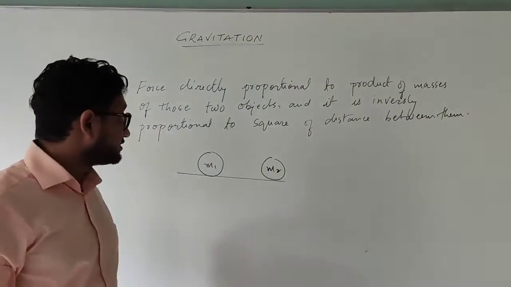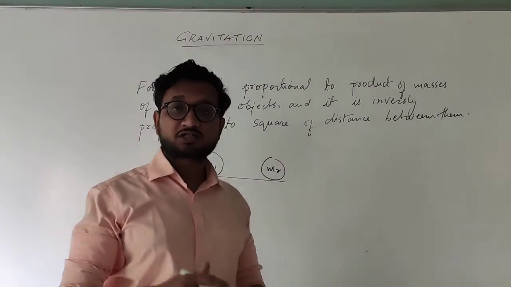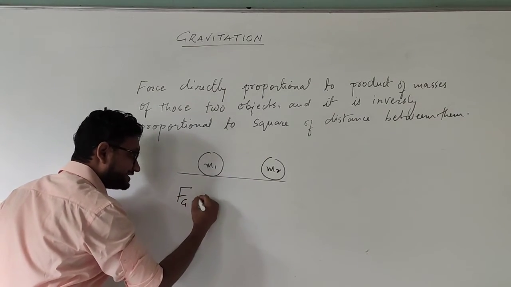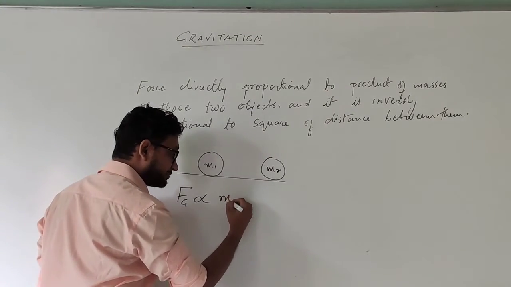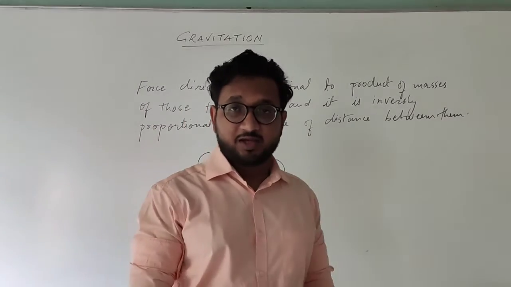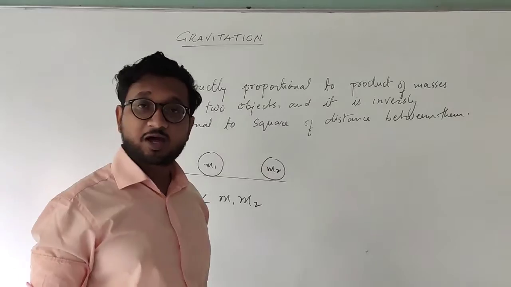Okay? And the first statement: it is directly proportional to the product of masses. So let's say that this is the gravitational force. It is directly proportional to the product of masses. Product means multiplication, so m1 multiplied by m2. Okay? And the other statement: it is inversely proportional to the square of distance.